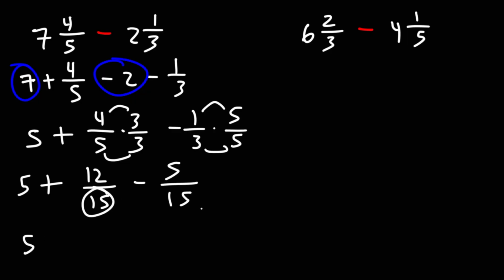So now that the denominators of the two fractions are the same, we can subtract the numerators. So 12 minus 5 is going to be 7. So I have 5 plus 7 over 15, which as a mixed number is 5 7/15.